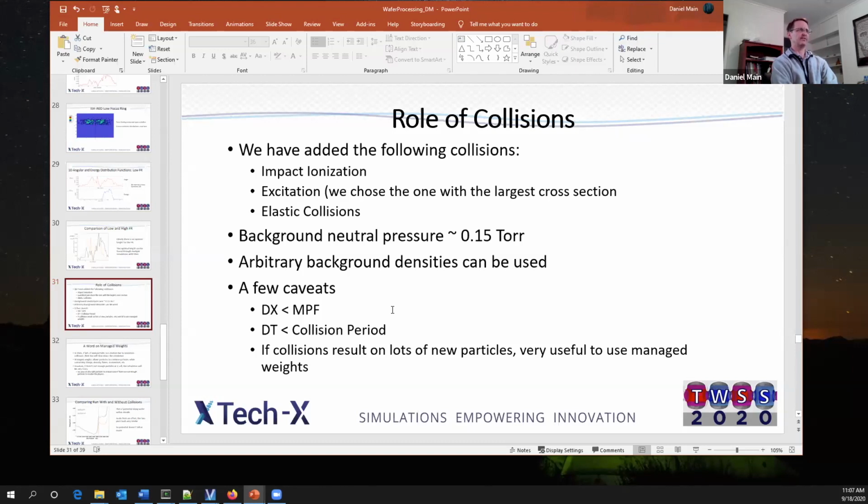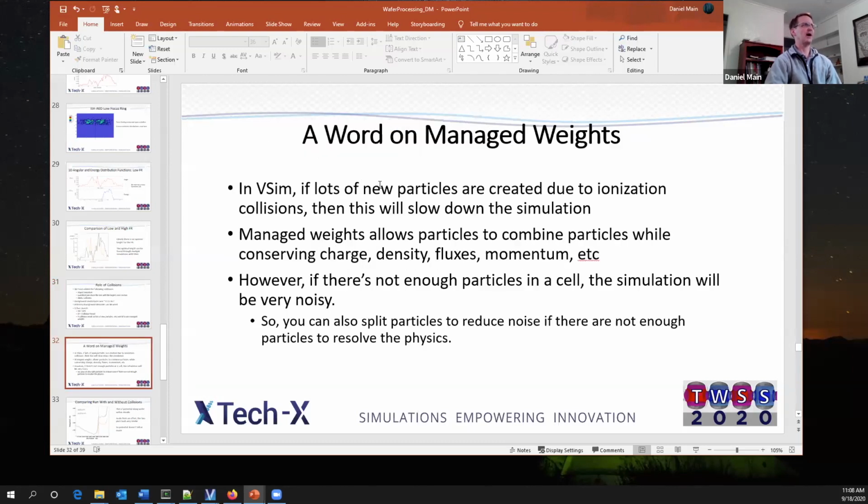Finally, I'll note that if collisions result in lots of new particles, it's useful to use managed weights, because as you add new plasma particles, your simulation will get bogged down. And so I didn't use managed weights because I didn't find that to be a problem, but it is a very powerful part of VSim. And I can help you set that up if that's what you're interested in. My analyzer still does work with managed weights because I am collecting the particle weight, which gets put into the histogram, the binning in Python.